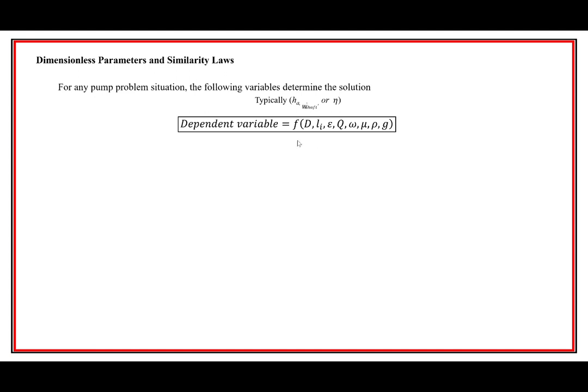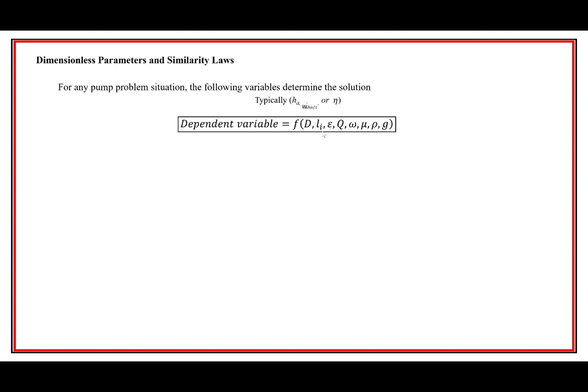So for any pump situation, the following variables define the solution. So we have head, work, or efficiency. And so these are the dependent variables, right? These are the ones that we want to find: that pump head, I think the A is for available, the shaft work and the efficiency.